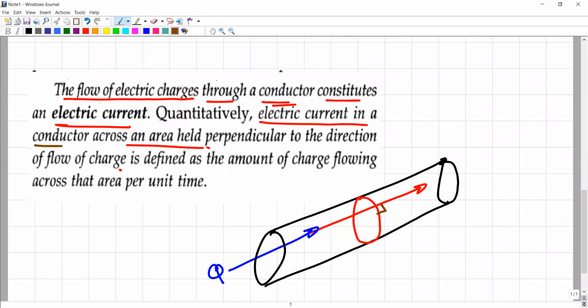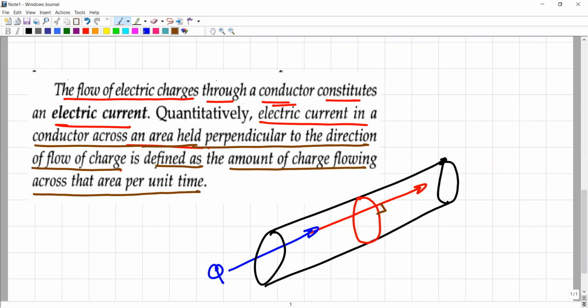The electric current in a conductor across an area held perpendicular to the direction of the flow of charge is defined as the amount of charge flowing across that area per unit time. So first you must define an area through which the current is flowing, and the amount of charge flowing under a unit time across this area, that will be the current. So Q by T will become I.